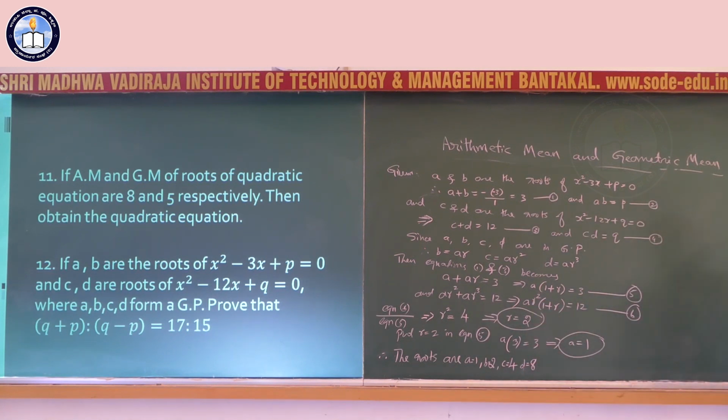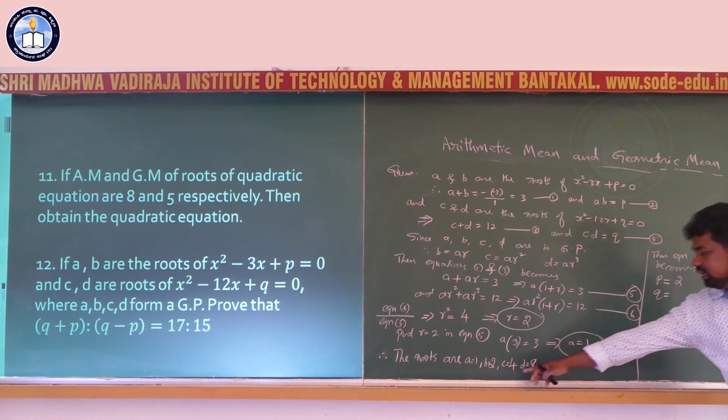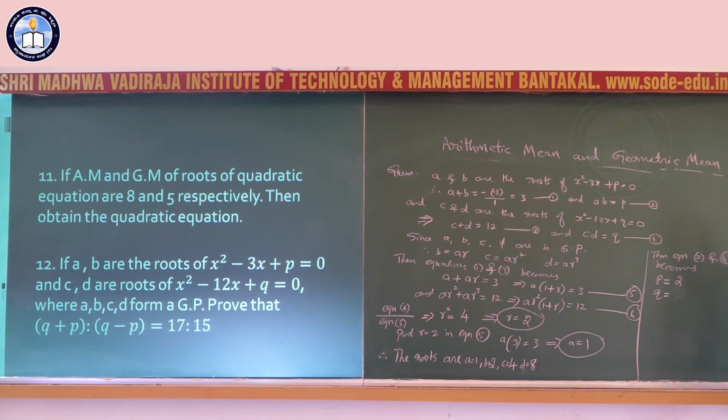Then equation 2 and 4 become: in the equation 2, P equal to AB, A is 1, B is 2, therefore P equal to 2. And in the equation 4, Q equal to CD, C equal to 4 and D equal to 8, therefore Q equal to 32.